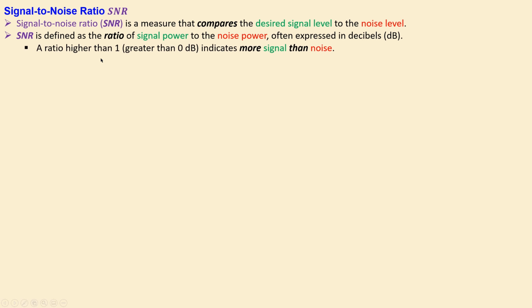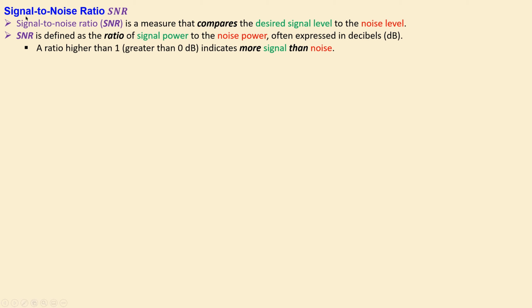Now, a ratio higher than 1 indicates that you have more signal than noise, and a ratio larger than 1 means greater than 0 dB. If you have a ratio between 0 and 1, which is actually attenuation in terms of the signal to noise ratio, then you have less signal than noise, or more noise than signal, which is of course not what we want.